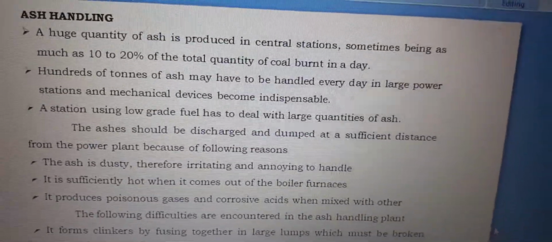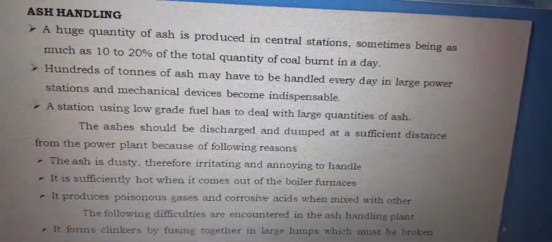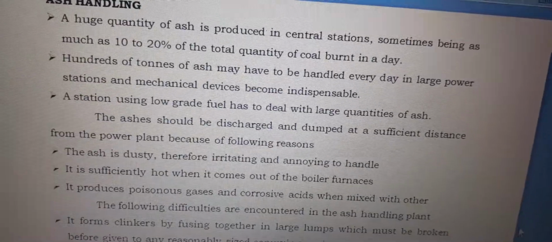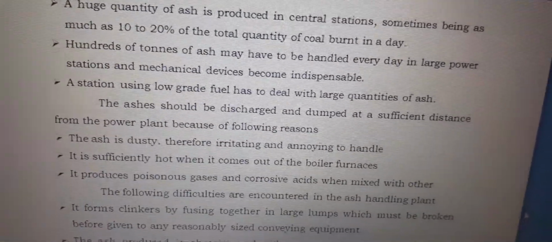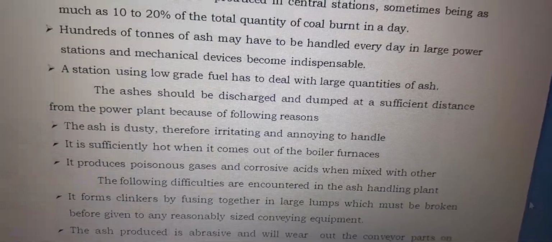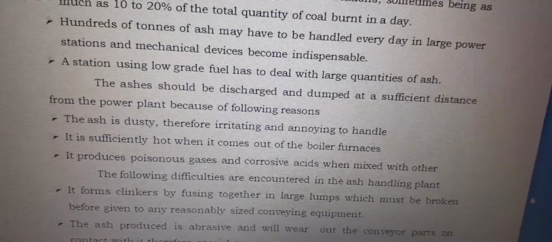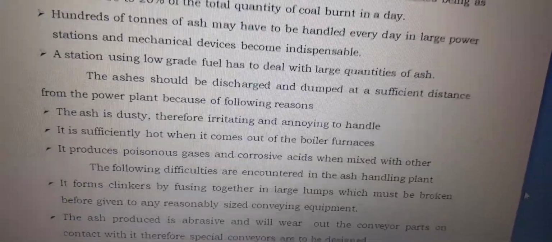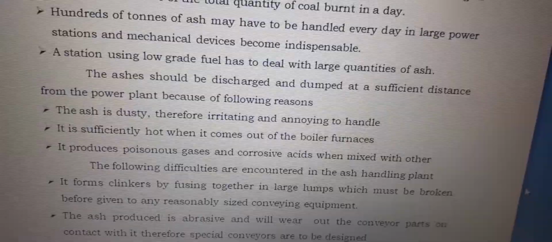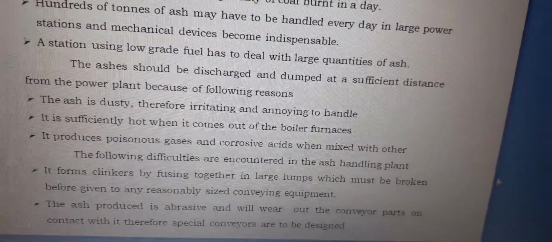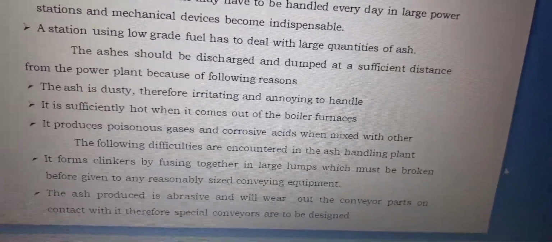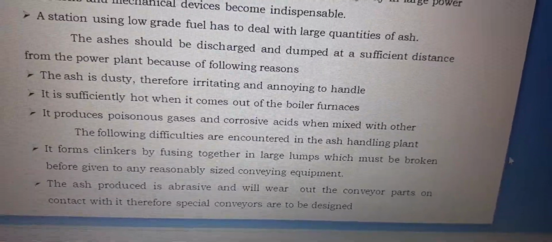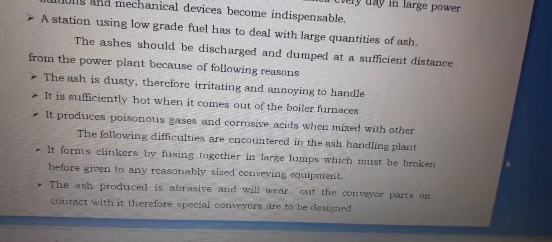A huge quantity of ash is produced in central stations, sometimes as much as 10 to 20% of the total quantity of coal burnt in a day, and hundreds of tons of ash may have to be handled every day in large power stations. A station using low grade fuel has to deal with large quantities of ash. The ashes should be discharged and dumped at sufficient distances. The ash is dusty, therefore irritating and annoying to handle. It is sufficiently hot when it comes out of the boiler furnace. It produces poisonous gases and corrosive acids when mixed with others.